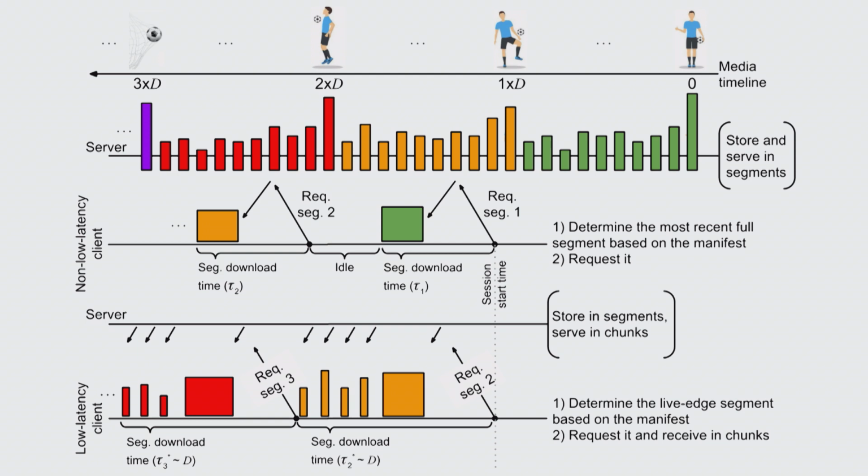This is a complicated diagram, but if you look at it in pieces, it will make a lot of sense. We have a game, live sports here. Time goes from right to left. On the server side, we are generating all these segments and chunks. Each color denotes a different segment, and the individual pieces are chunks. The non-low latency client makes a request for a segment, gets the segment, and then makes another request for the next segment, and so on.